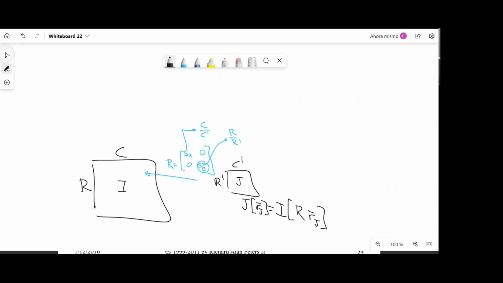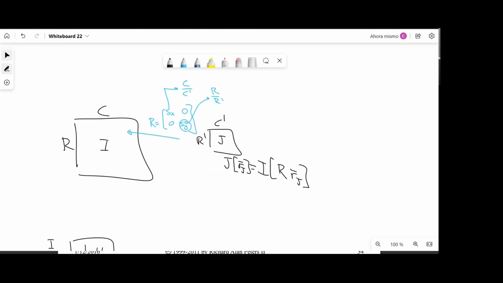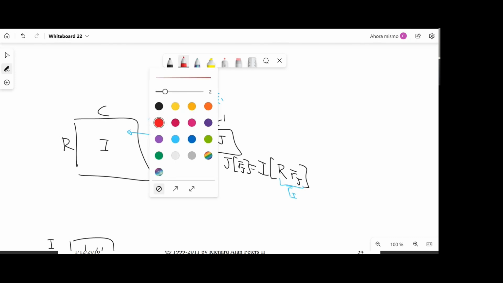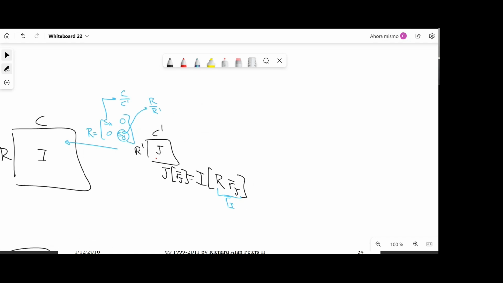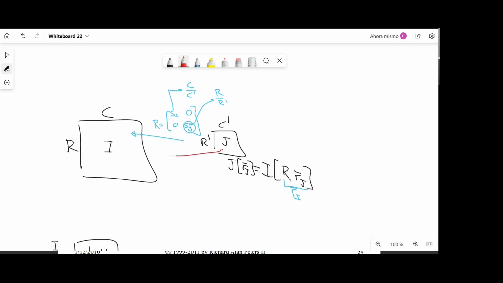Let's see if that goes correctly. Okay, so this is a coordinate. This is a coordinate in R prime, in R I. Why? Okay, so we are taking a coordinate here, and for that coordinate, what we are seeing is where this is coming from. This is coming from this location.